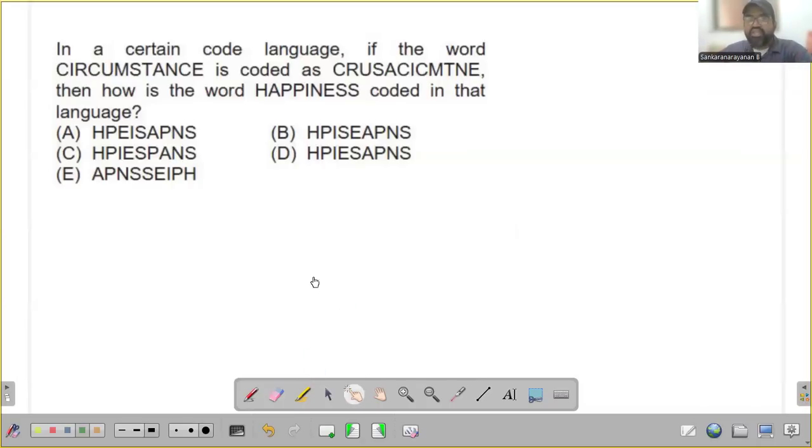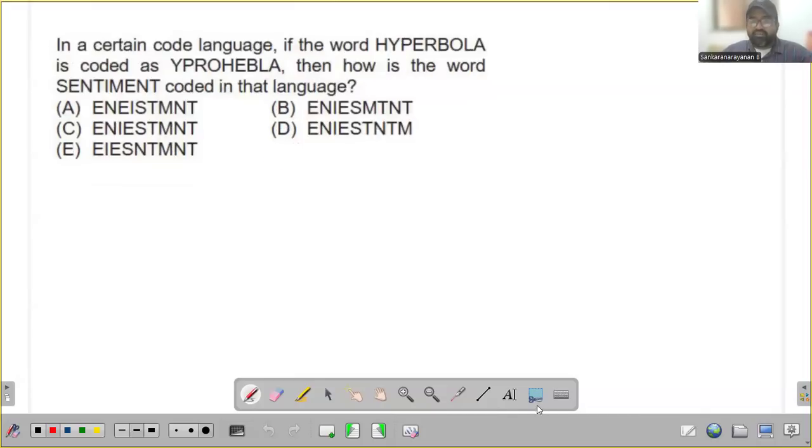So the logic here is that the letters in the odd positions are first grouped together, and the even positions are presented later. So in that logic, when I consider option D, it is going to be the correct answer. Okay, fine. Now, let us consider the next question here. This is slightly trickier.